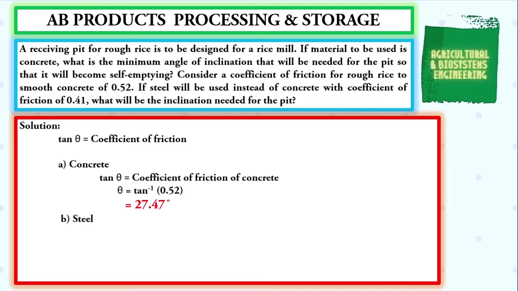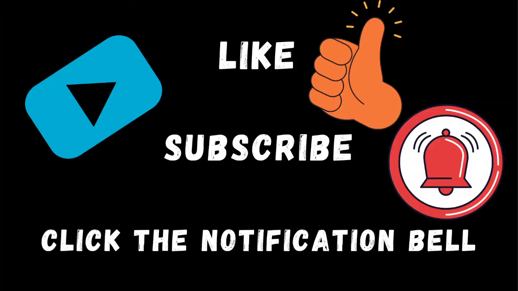The next value that we will be solving is the value of our angle of friction for our steel material. We will use the same formula. Substituting the values, we have theta is equal to cotangent of the coefficient of friction for steel, which is 0.41. We simply solve giving us the value of the angle of friction for our steel material to be 22.29 degrees. That is now the solution to our problem.